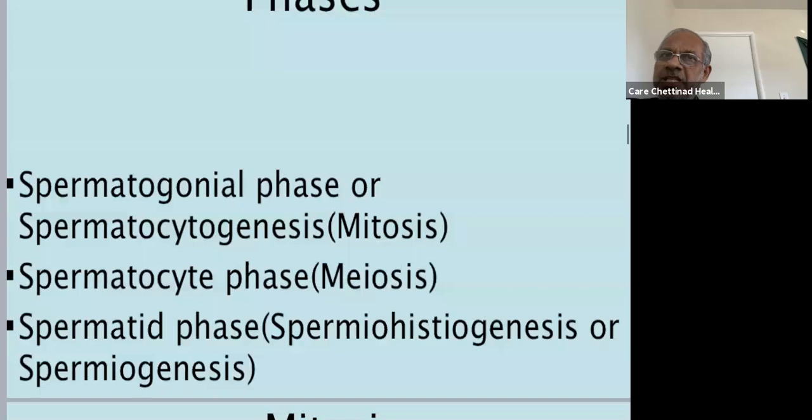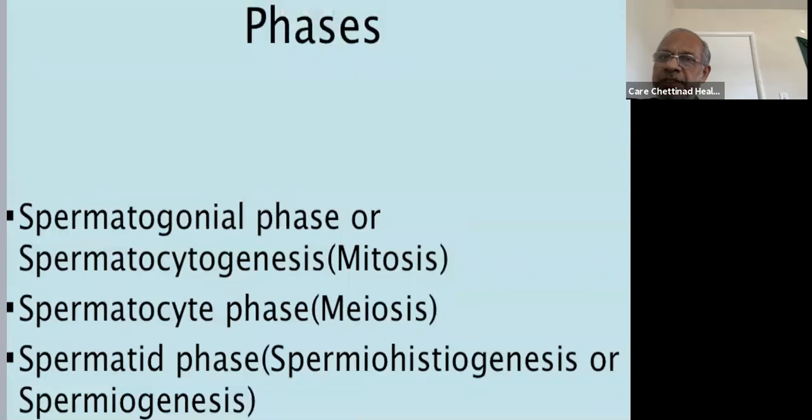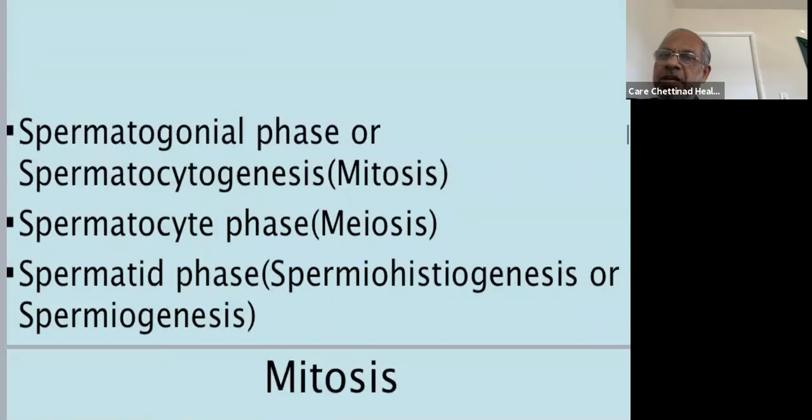So basically, spermatogenesis involves three processes: a spermatogonial phase or spermatocytogenesis, which is mitosis; a spermatocyte phase from primary spermatocyte to secondary spermatocyte, which is a reduction division called meiosis; and the spermatid phase, which is spermiohistiogenesis or spermiogenesis.